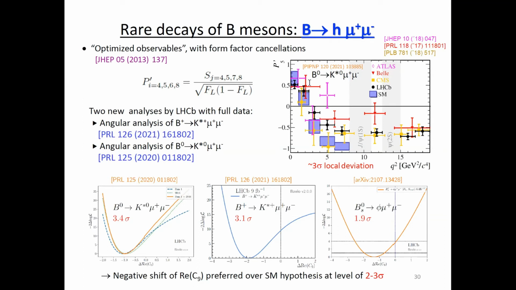Okay, and sorry, Arantza, another question in the chat, asking about the sources of uncertainty on the branching fractions for these rare decays.